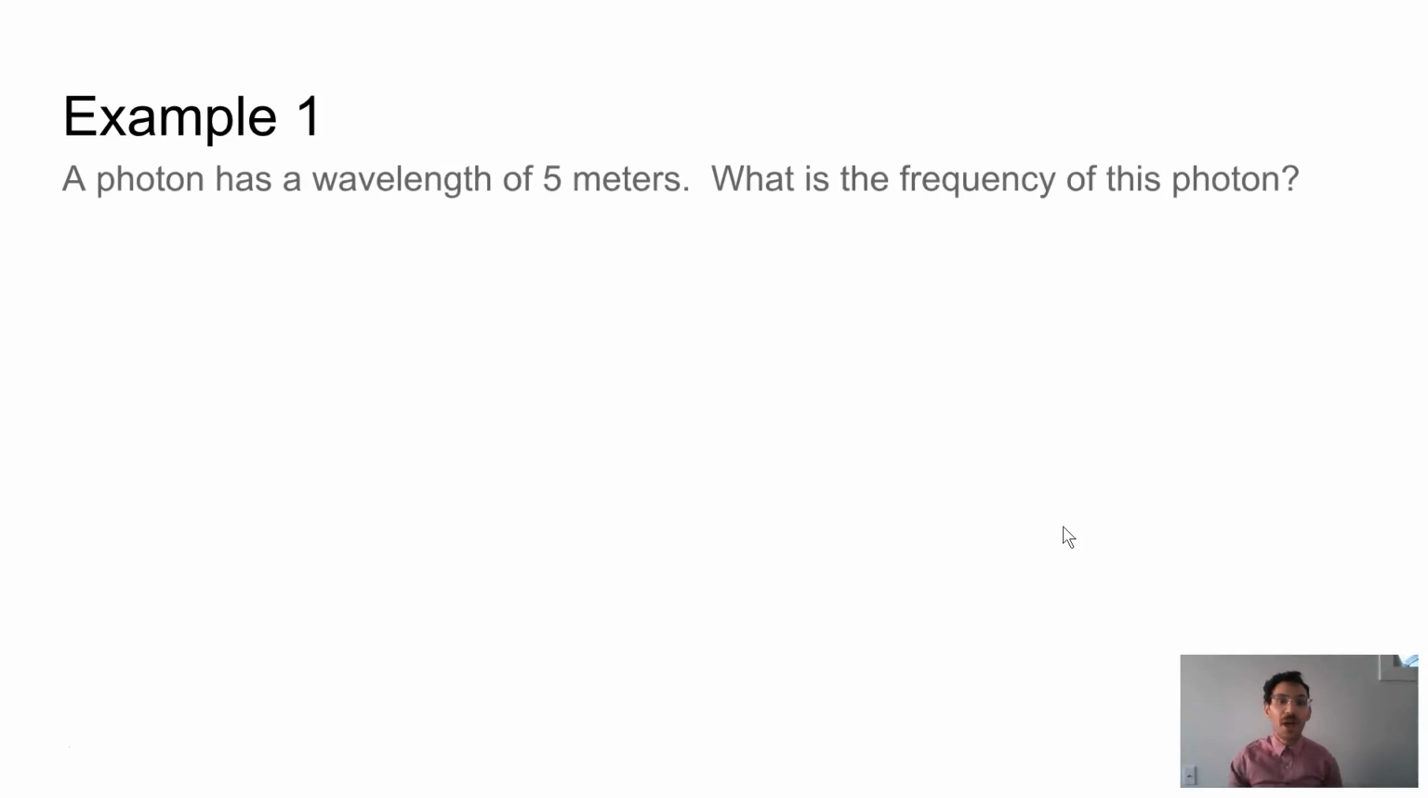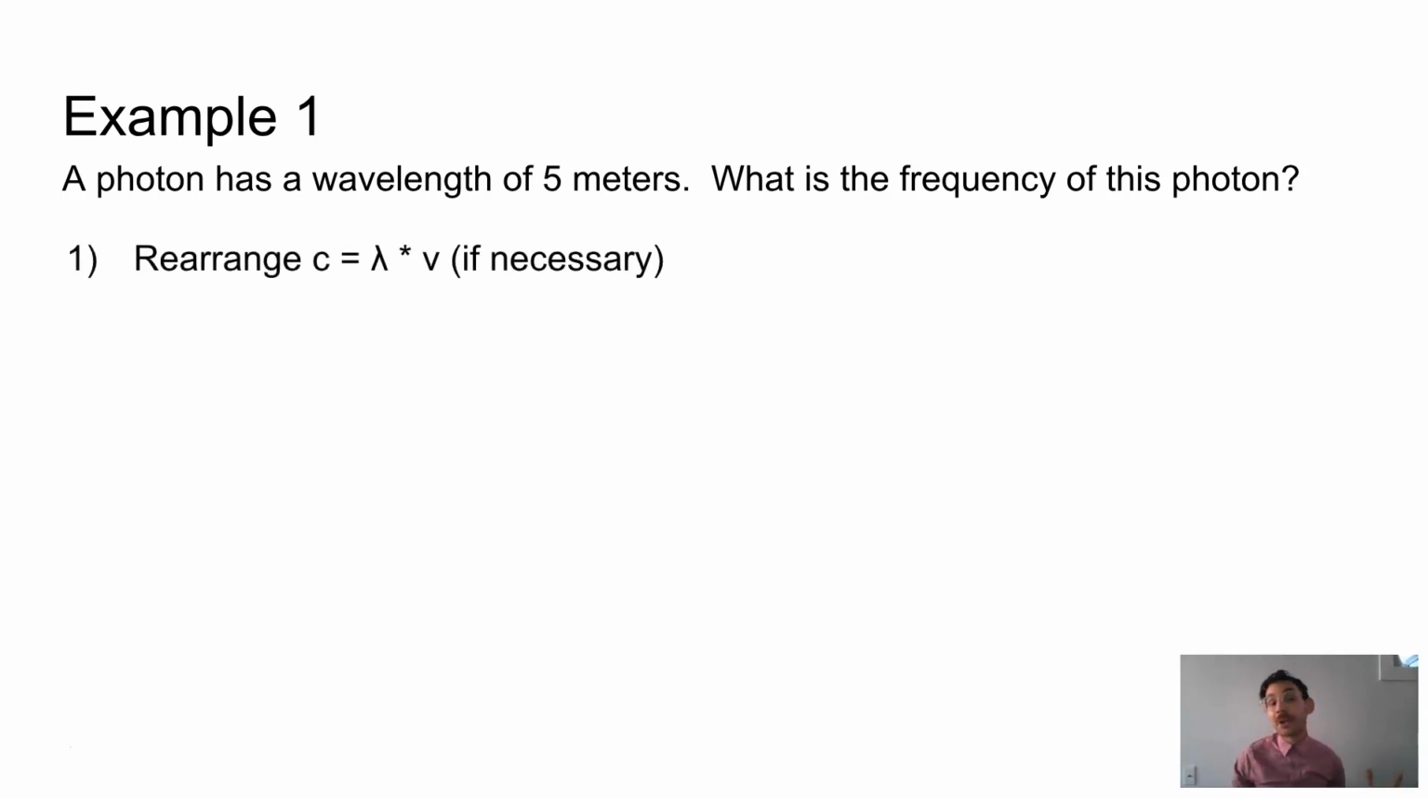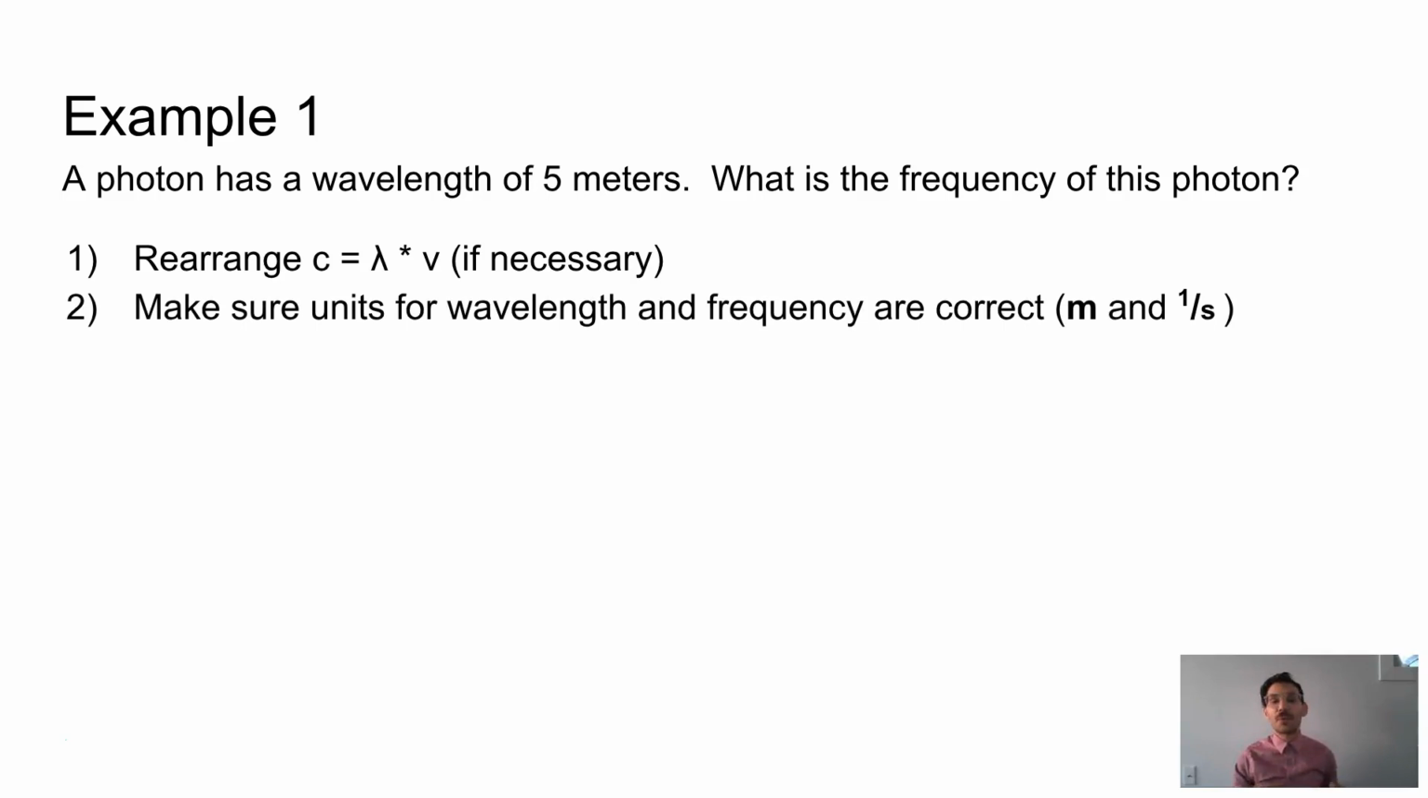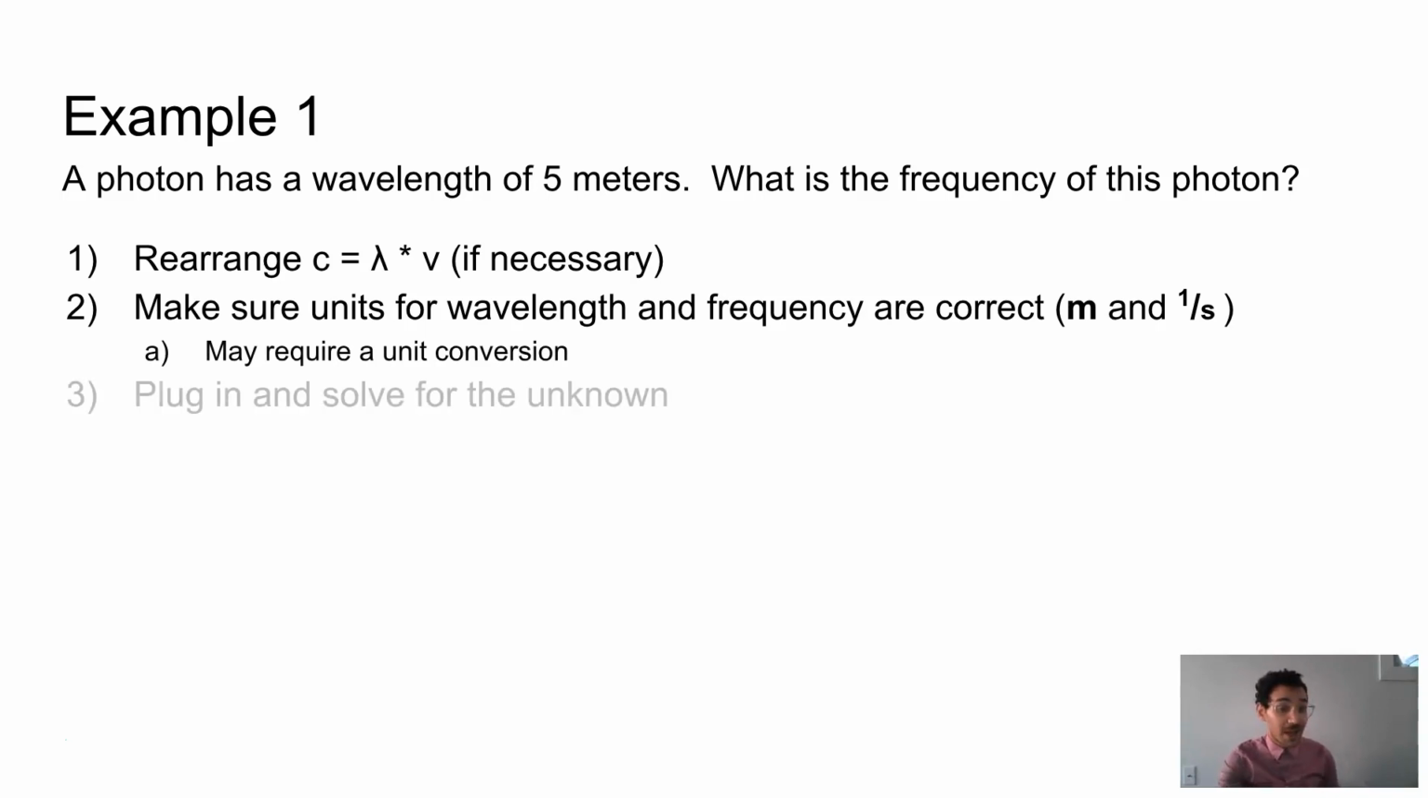So our first example, we've got a photon, it has a wavelength of 5 meters, it's a good size length. What's the frequency of this photon? So first thing I'm going to do is rearrange c equals wavelength times frequency if I need to. Then I'm going to make sure that my units for wavelength and frequency are correct, that they're in meters and 1/seconds or hertz. This may require unit conversion. And then lastly, I'll just plug it into my rearranged equation and solve for the unknown.